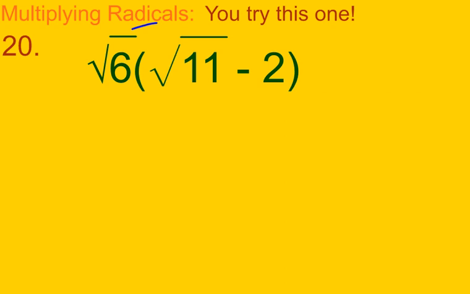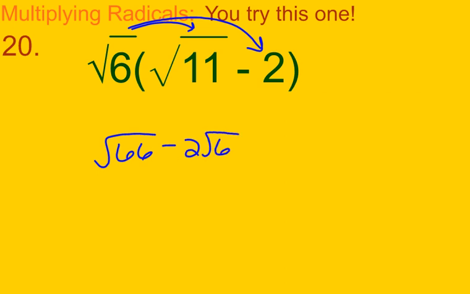When I do it and I multiply here, since the 6 and 11 are both under a square root, I would write the square root of 66. I can go ahead and multiply them. And then the negative 2 times root 6, they aren't both under a square root, so I'd write minus 2 root 6.